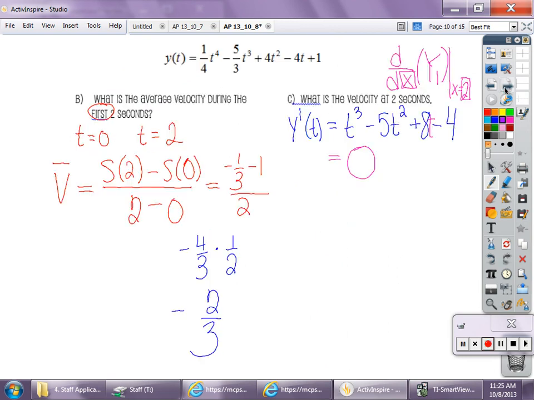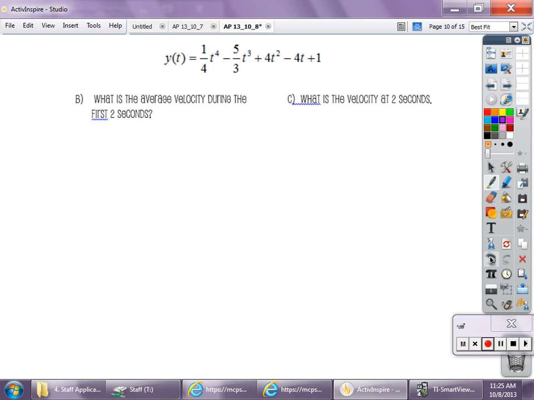All right, moving on to this guy. All right, so now it says what's the average velocity during the first 2 seconds? What's the velocity at 2 seconds? Out of the two questions, which one do I use a derivative for? C, because it doesn't say the word average. That means this one is derivative. So let's write in the derivative. So v of t would be, bring down the 4 and you get t cubed. Bring down the 3 and you get -5t squared. Bring down the 2 and you get 8. And bring down the 4 and 1's 0.